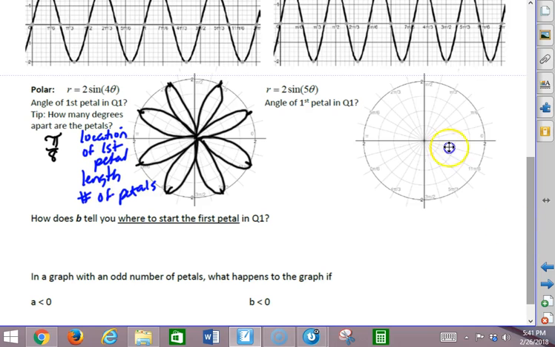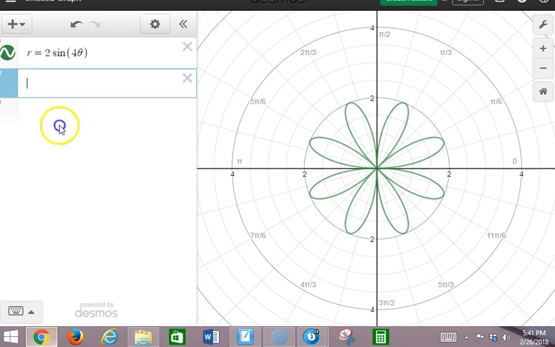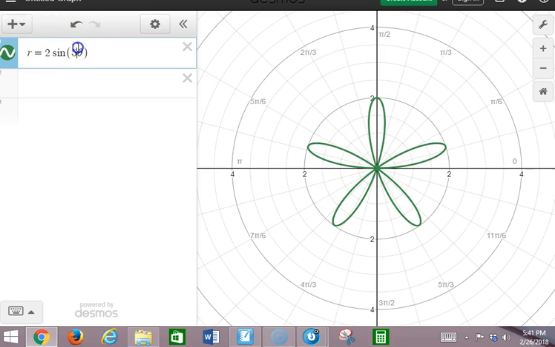Okay, let's look at 2 sine of 5 theta. Now, notice how 4 theta gives you 8 petals. 5 theta should give me 5 petals. And we should have a line of symmetry that is vertical here. So let's look and see what that would look like. So 2 sine of 5 theta. So notice we have a vertical line of symmetry, so we do have one petal going straight up.